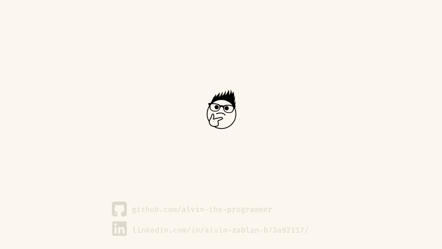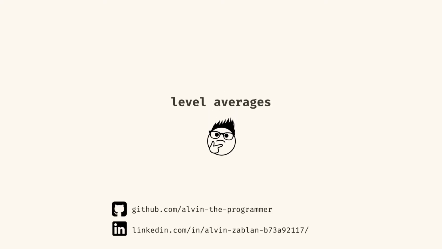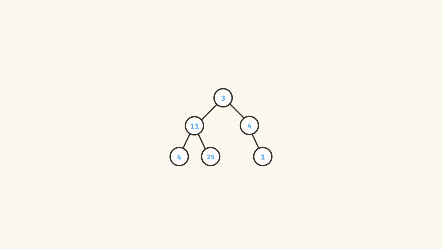Hey programmers, welcome back. Right now I want to go over the approach for this level averages problem. In this problem, what we want to do is take in a binary tree and return an array representing all of the average values for every single level.